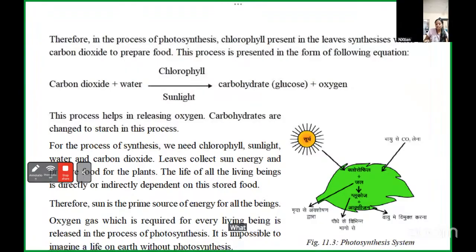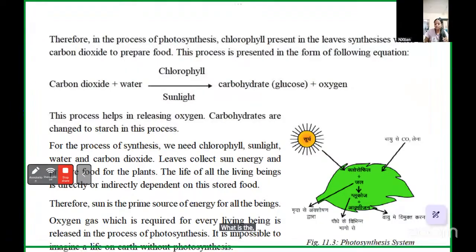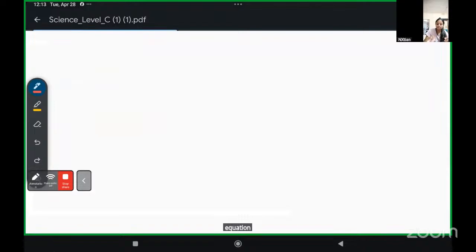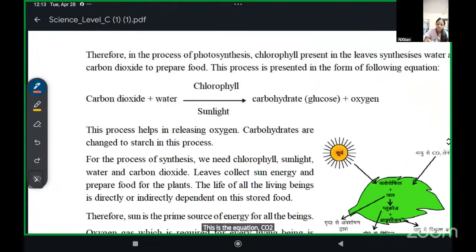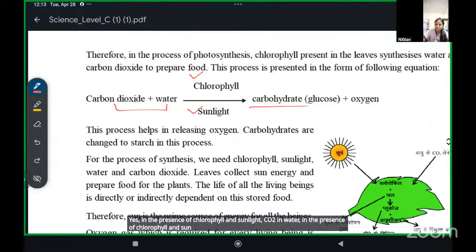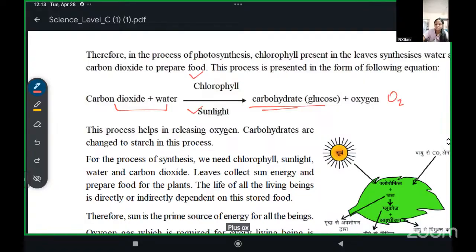What is the equation for it? This is the equation: CO2 and water, in the presence of chlorophyll and sunlight, give carbohydrate plus oxygen, O2. This is food, plant food. Glucose is plant food, and oxygen.